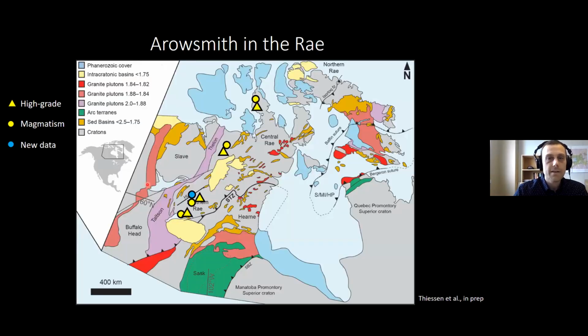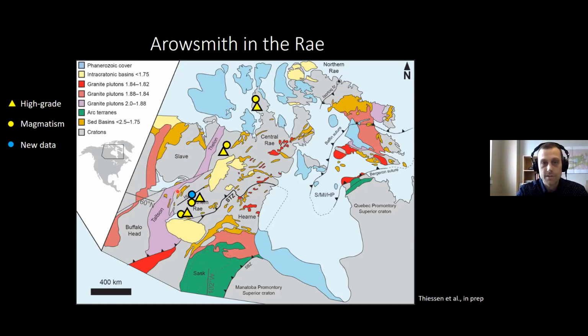So more regionally speaking, Aerosmith events in the Ray as a whole are mostly seen on the far west margin of the Ray. Although once we get into the southern Ray, we see that it's really isolated into the central portion. Now I should mention that even though we have Aerosmith aged cooling immediately west of our study area, there's an ongoing mapping project in the vicinity of the Nanacho Basin, just west of this study area. And they may reveal that Aerosmith metamorphism continues out there.